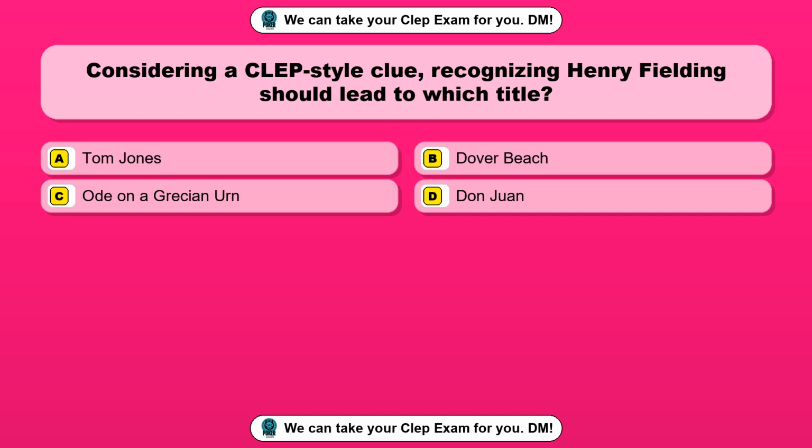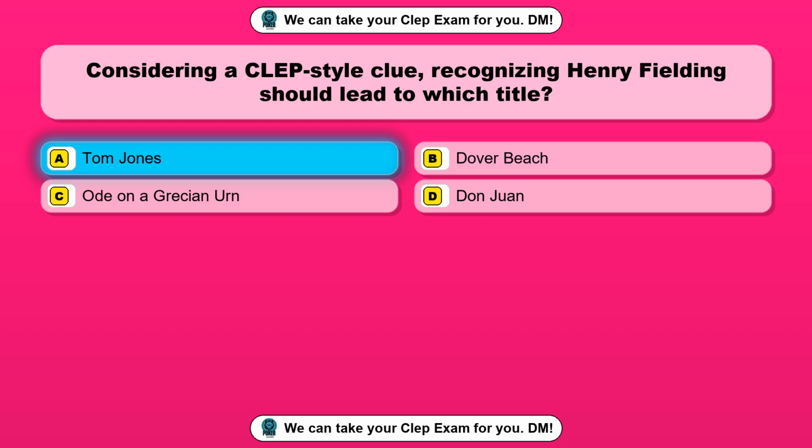Question 97. Considering a CLEP-style clue, recognizing Henry Fielding should lead to which title? Option A, Tom Jones. Option B, Dover Beach. Option C, Ode on a Grecian Urn. Option D, Don Juan. The correct answer is option A.